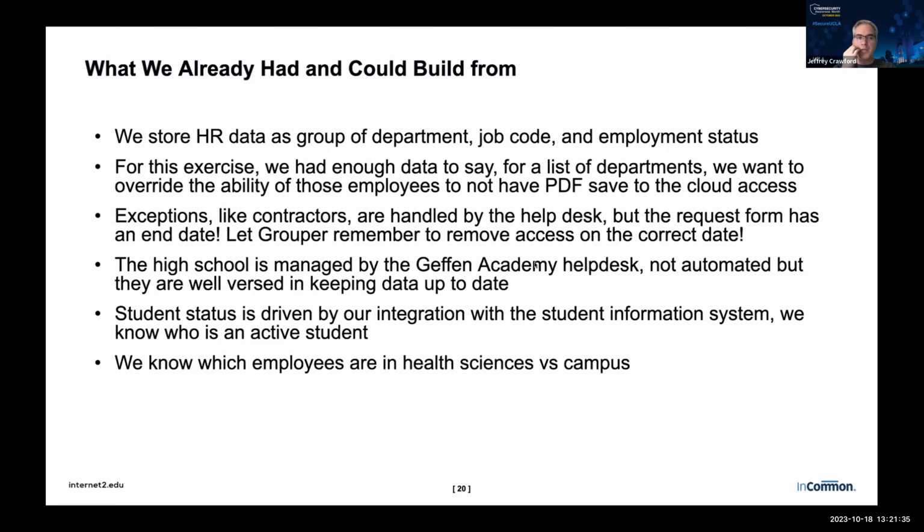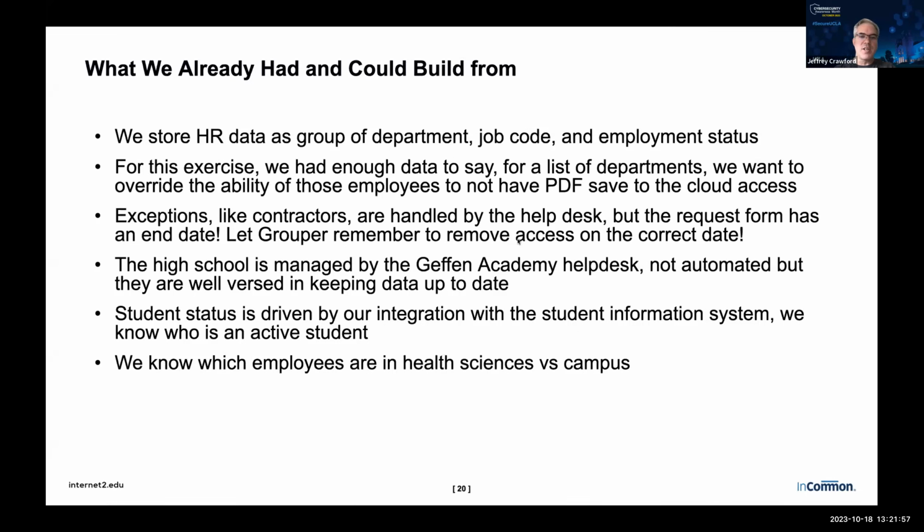So what we could already build from, as we said earlier, is that we store HR data as a group of department, job codes, and employment status. So for this exercise, we had enough to say, for a list of departments, we wanted to override the ability of those employees to have PDF, to override the regular license, I guess you can say, of being able to save PDF for all the other employees.